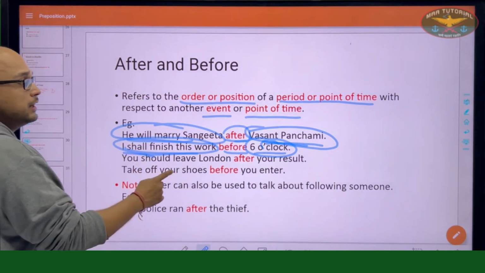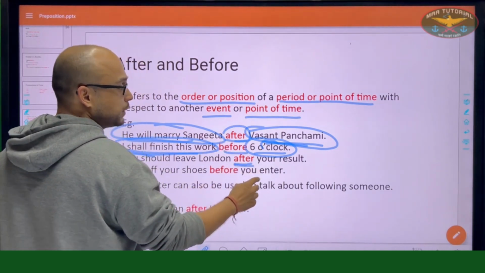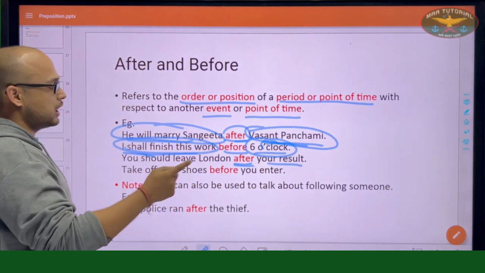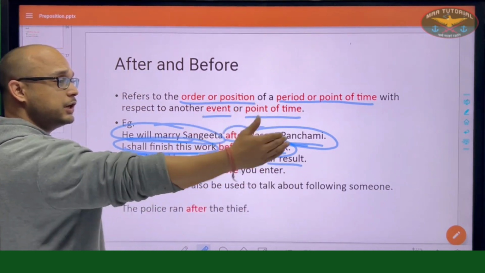You should leave for London after your result. So once you have your result in hand, then you should leave for London. You should leave for London after your result.